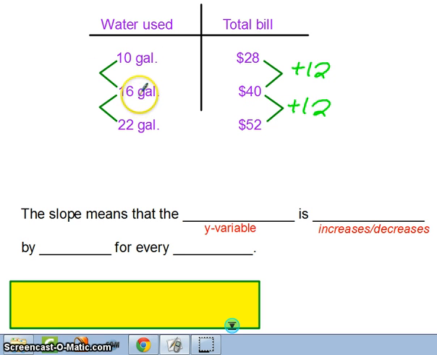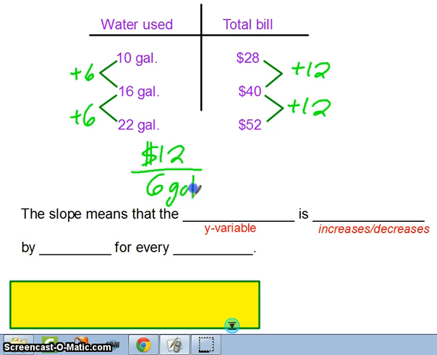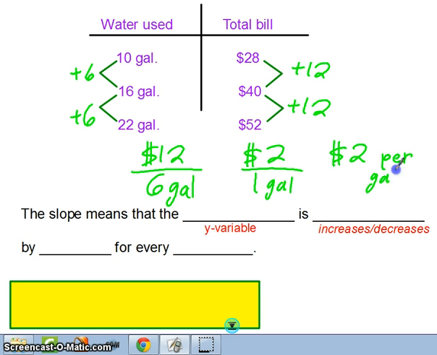You gotta figure out what the x difference is. So what is the number of gallons increasing by? It's increasing by 6 and 6. So that would be $12 for every 6 gallons of water, or 12 divided by 6 would be $2 for every 1 gallon of water, or just $2 per gallon. Okay, oops, gallon. That's how you spell gallon.